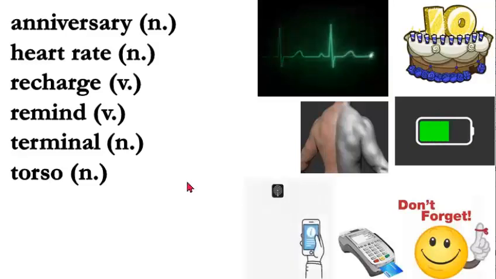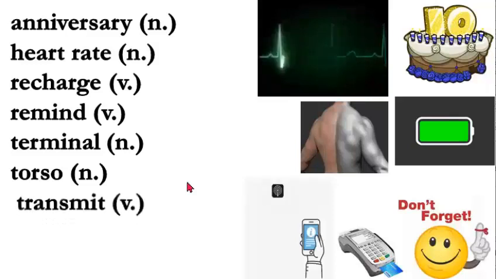Next, transmit. Transmit, it's a verb. It means to send a signal. So when we send messages to someone, these messages are transmitted. Sending an electrical signal is called transmit.